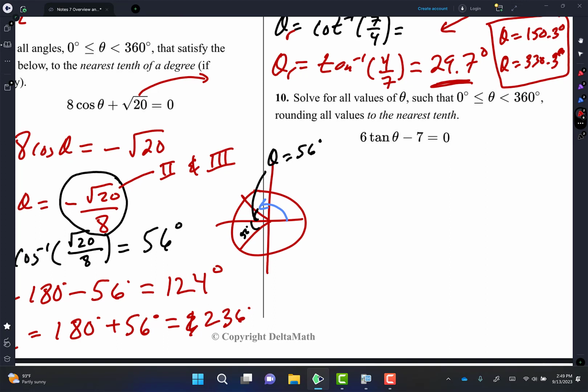All right, here we go. Ready? I'm going to go slow. What do we do? Move the 7. Right now it's negative, so it's going to turn into a positive. Now what do we do? Divide by 6. Oh, you didn't sound excited. This is exciting. Divide by 6.